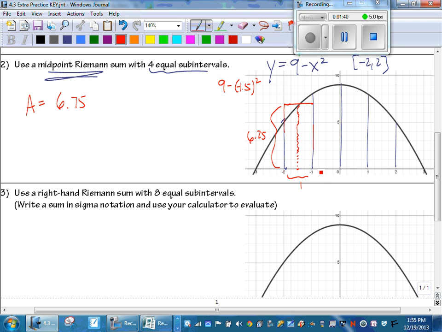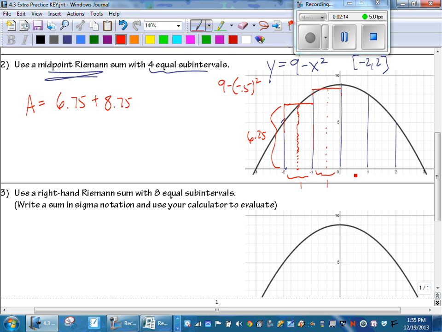Our second rectangle, we're using the midpoint between -1 and 0, which would be at -1/2. We're going to put -1/2 into the function to get the height of this rectangle. So if we put in 9 minus -1/2 squared, we're going to end up getting 9 minus 0.25, and that gives us the height 8.75, but remember the base is 1, so 8.75 times 1.